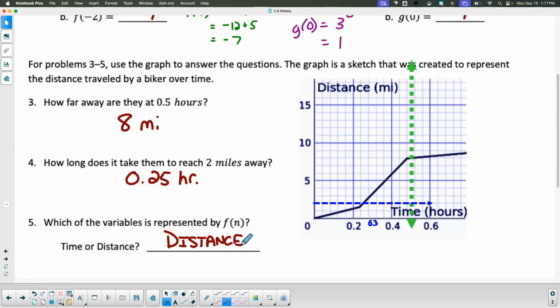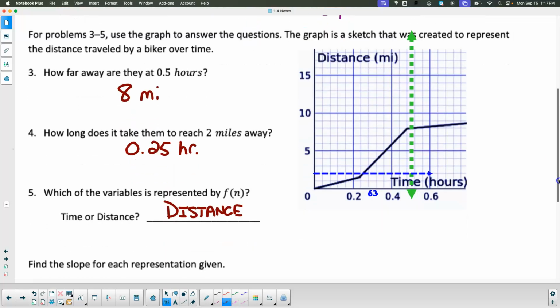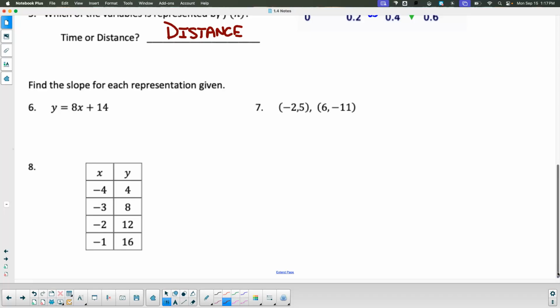Okay. And then last off, we're finding the slope of each one. In number 6, what is the slope of that one? See who remembers from 8th grade math. 8 is the slope. Yep, exactly. This is in the form y equals mx plus b, and m is the slope. So the slope here is 8. Not 8x, just 8.